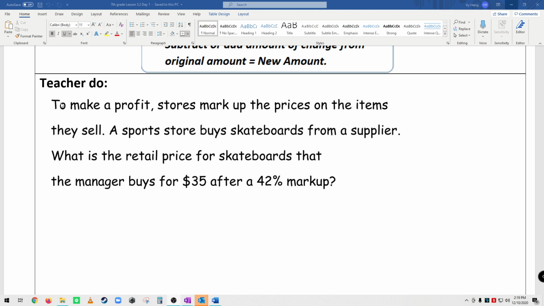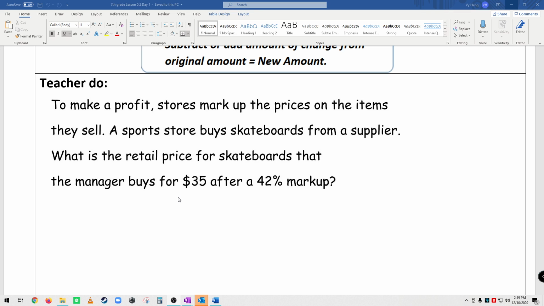All right, so let me read this for you. It says, to make a profit, the store marks up the prices on the items they sell. A sports store buys skateboards from a supplier. What is the retail price for skateboards that the manager buys for $35 after a 42% markup?